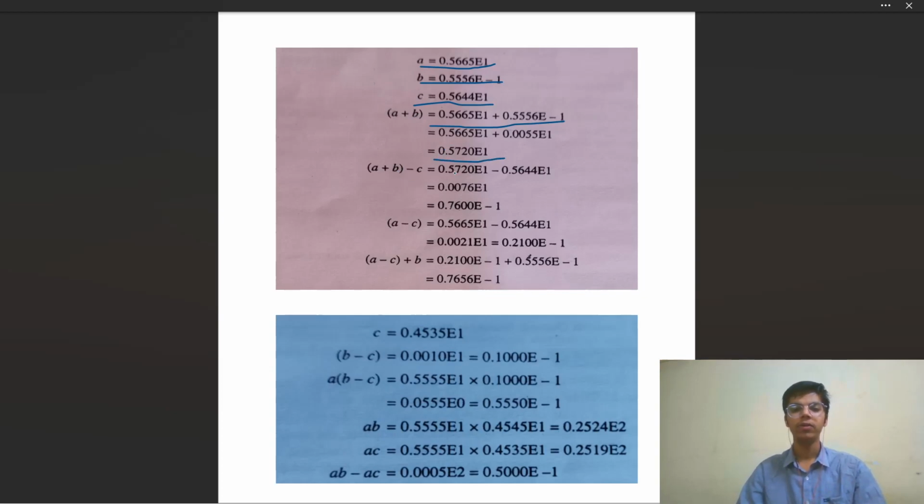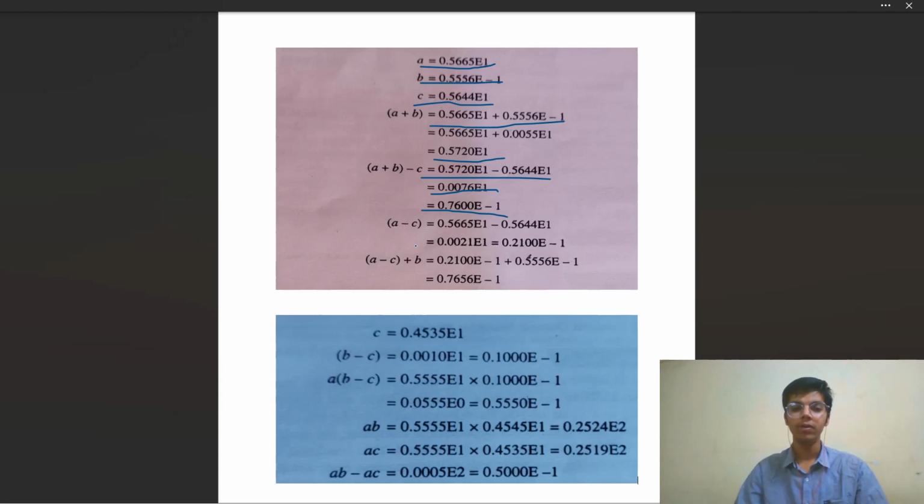Now we are going to subtract the value of c from this number. So here we have subtracted c from a plus b, which is given as 0.0076 e to the power 1. Then we will normalize it, so the resultant answer will be 0.7600 e to the power minus 1.